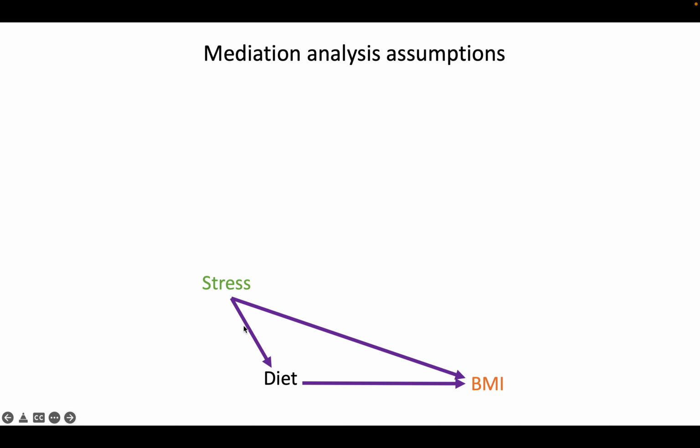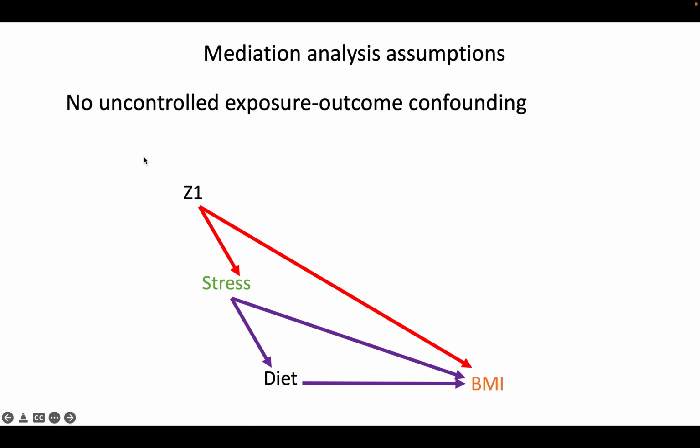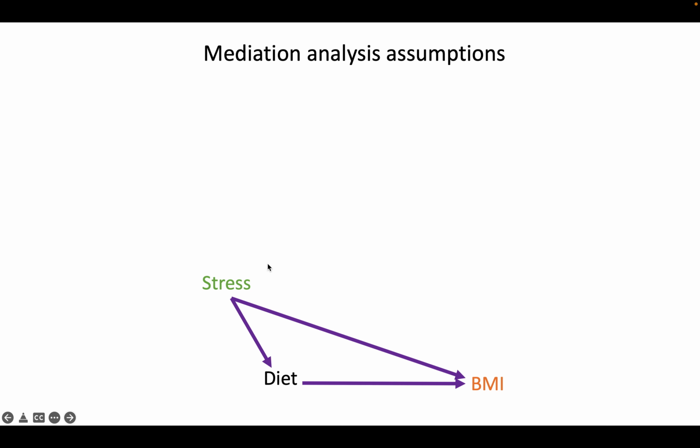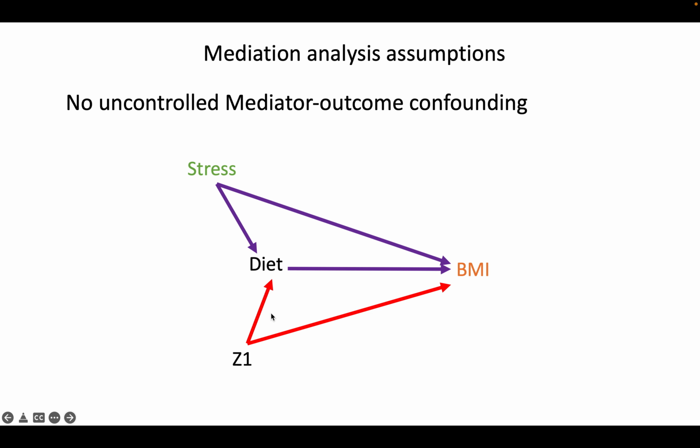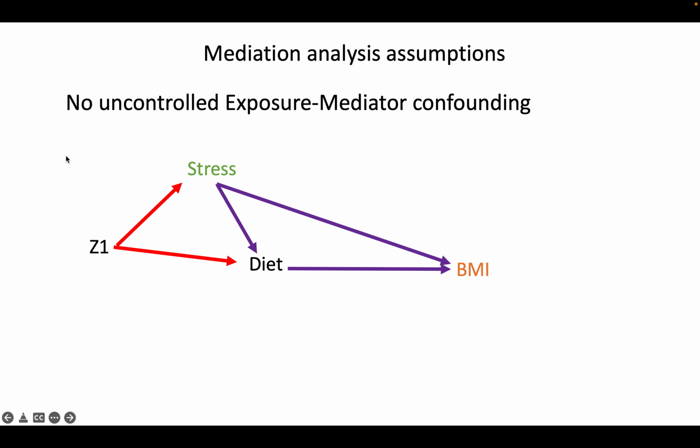Mediation analysis is what we call it when we are decomposing the effect of stress into its direct and indirect effect. There are some assumptions that we need to make sure of before we can look into this, though. The first is that there's no uncontrolled confounding of the exposure and outcome. The second is that there's no uncontrolled confounding of the mediator and the outcome, and no uncontrolled confounding of the exposure and the mediator. So basically no confounding is allowed.